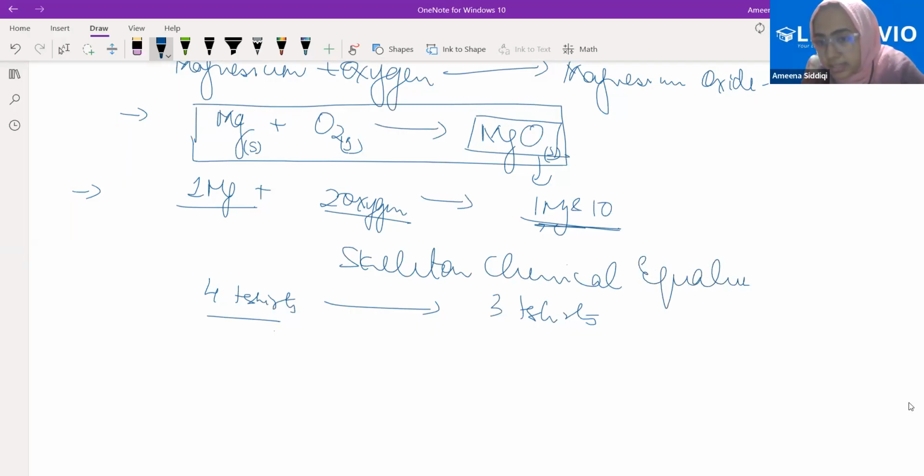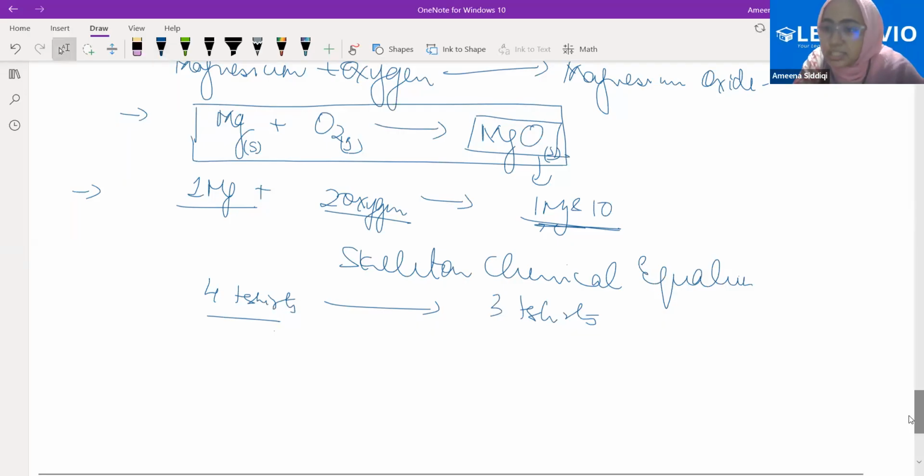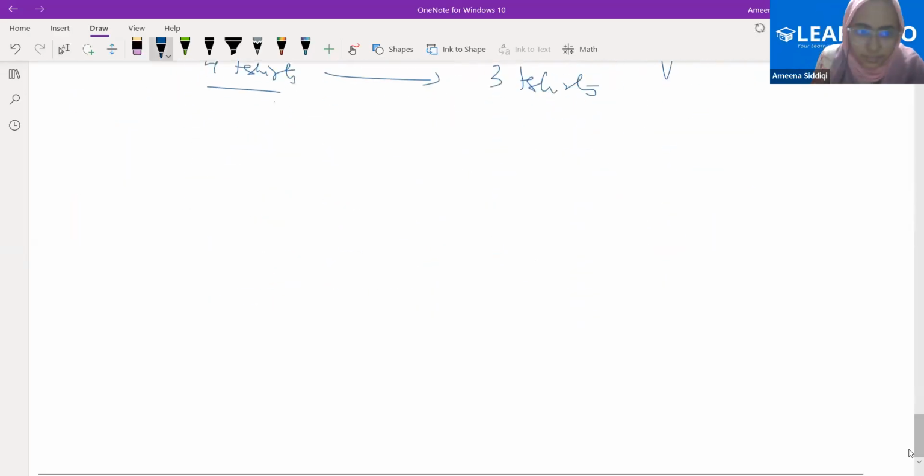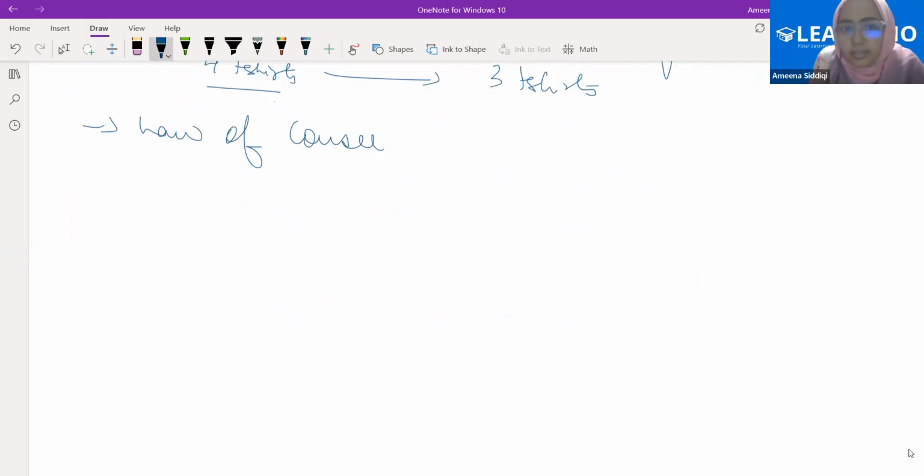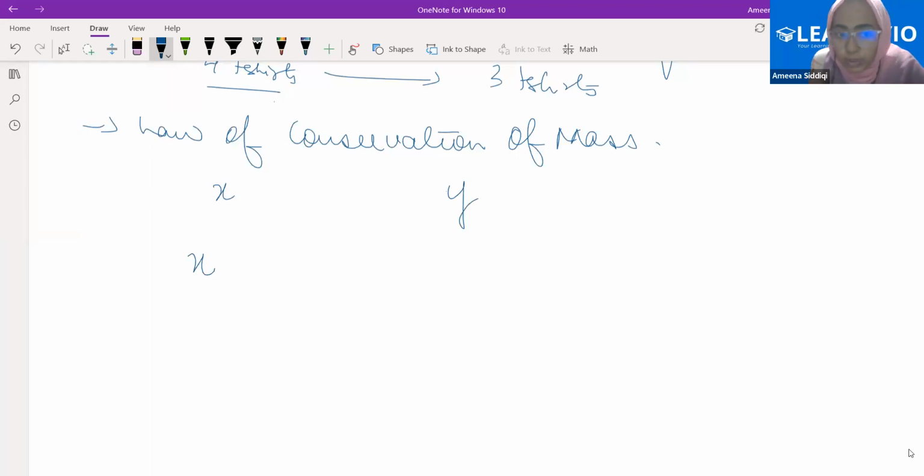Are you able to understand this? Now we have a law which says the law of conservation of mass. We need to balance the chemical equations based on this law. What does this say? See, if we had one magnesium atom, let's say the mass of one magnesium atom is X. The mass of one oxygen atom is Y. So in the reactant side, we have total mass what?